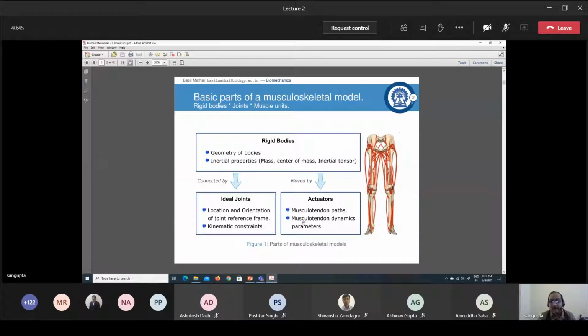Now, these muscles and tendons are actually causing these motions. Okay, so they are actuators. And if you just look at this, these are joints, there is an actuator, and there are some rigid bodies.